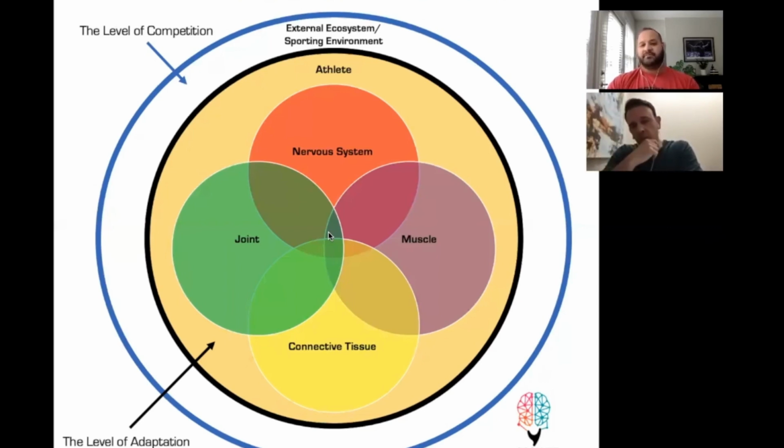Yeah, because we really delineated this diagram to show the nested organization of ecosystems from a strength training perspective. And I think this is probably something that is worthwhile discussing.